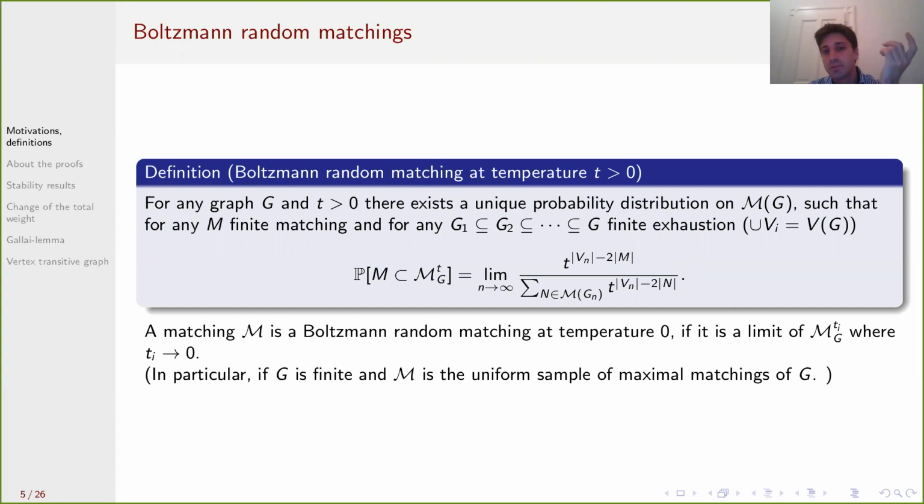However, for infinite graphs, we know there exists a Boltzmann random matching at temperature 0, but there might be more, and we were not able to prove any of these statements. So, is it unique? Are they unique, or are there several ones? We think there are more for general graphs.